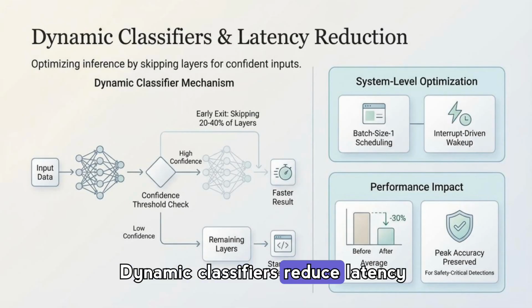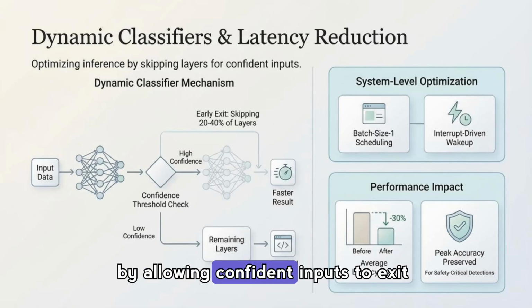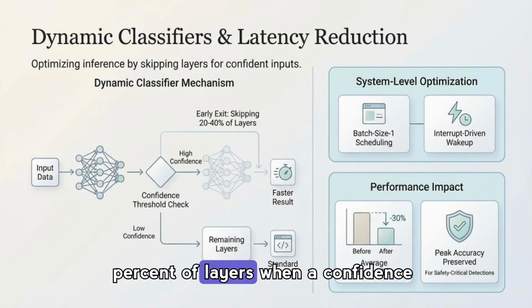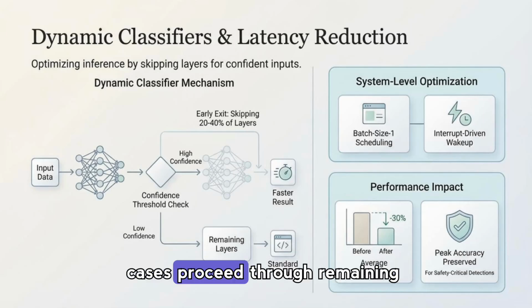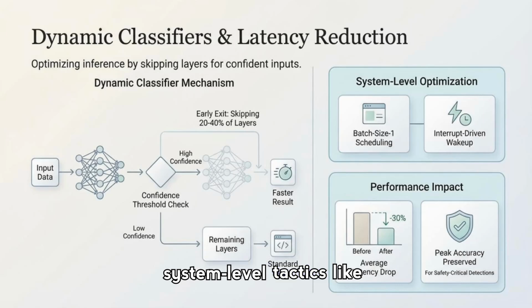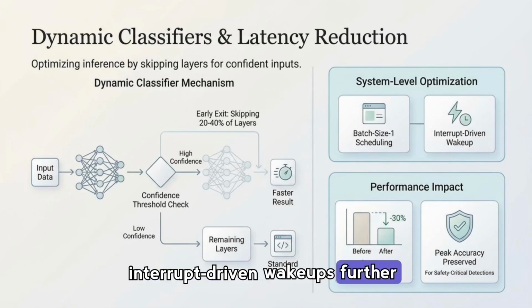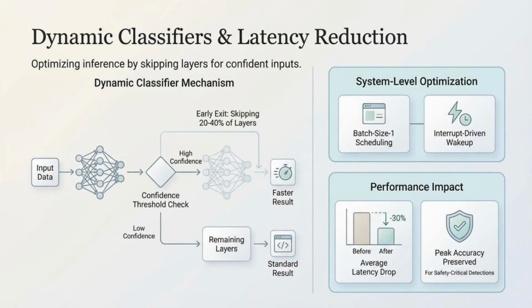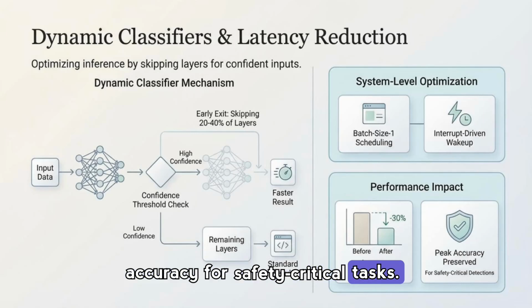Dynamic classifiers reduce latency by allowing confident inputs to exit early, skipping 20 to 40% of layers when a confidence threshold is met. Lower confidence cases proceed through remaining layers for full results, while system-level tactics like batch size 1 scheduling and interrupt-driven wake-ups further lower average latency by roughly 30%, keeping peak accuracy for safety-critical tasks.